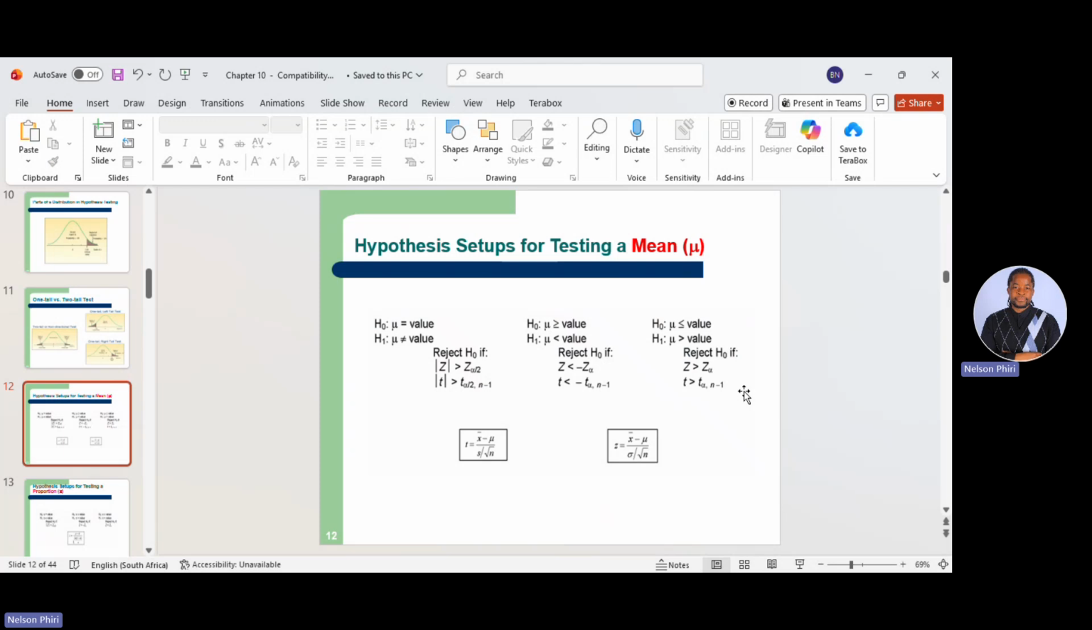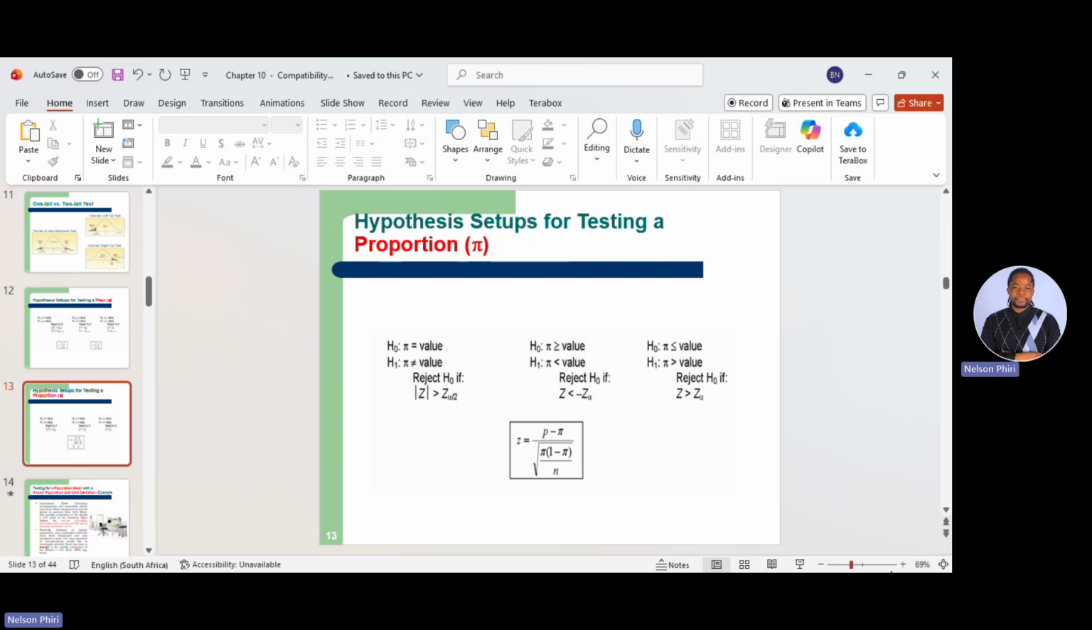The test statistic is x bar minus mu over s over root of n, compared to the z test, where it's x bar minus mu over sigma over root of n. So with the z test, your population standard deviation is known. But for your t-test, your population standard deviation is not known. Hence, we use the sample standard deviation.